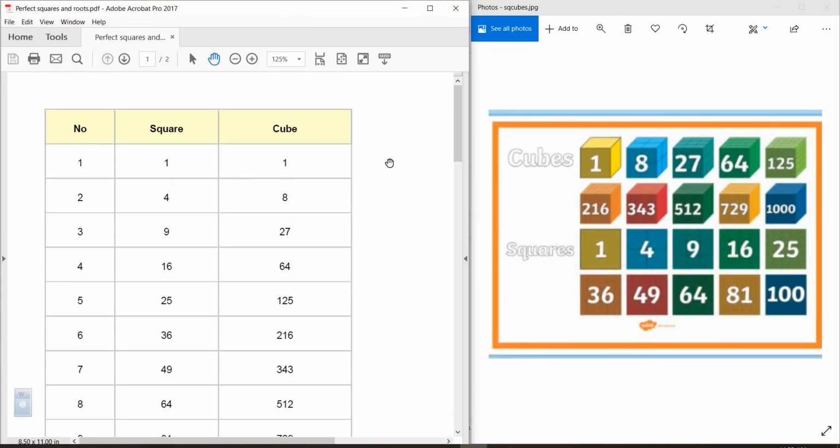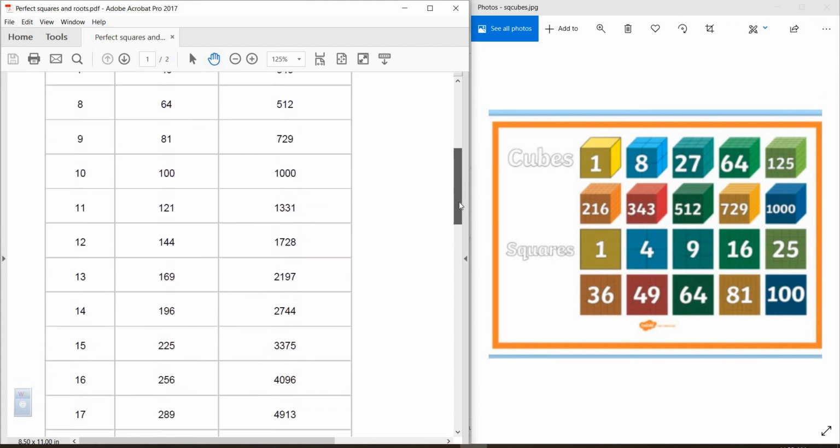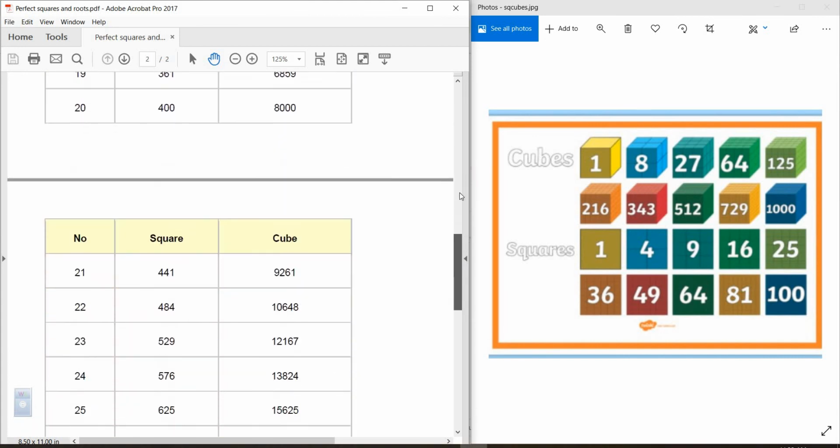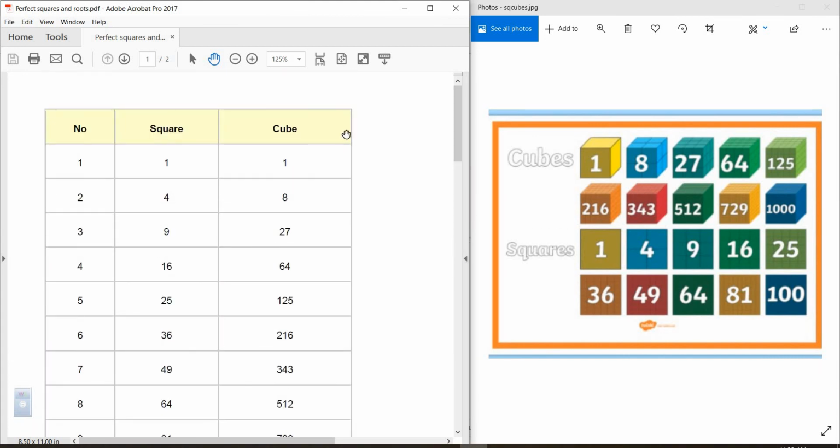I'm going to be making a different video where we talk about approximating cube roots. So all I dealt with here was exact cube roots. Again, this table will be posted in Google Classroom. I'll probably post a picture of this as well to help you out.